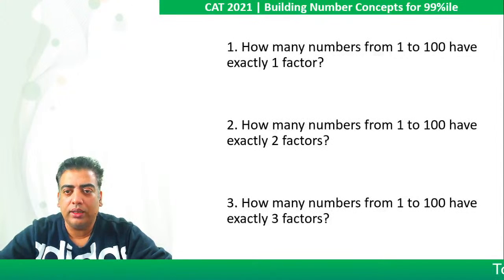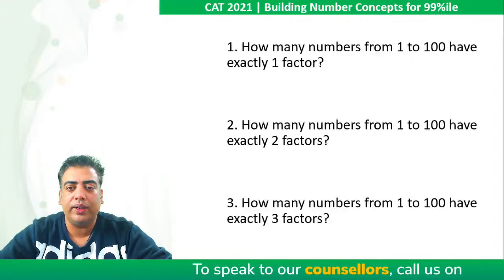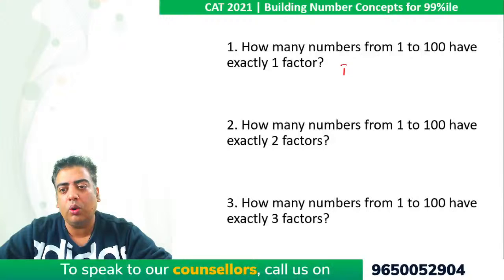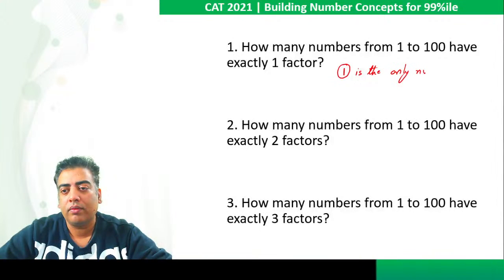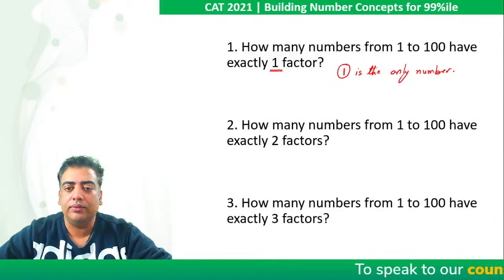Now let's have a look here. How many numbers from 1 to 100 have exactly one factor? So please always keep in mind, 1 is the only number which has exactly one factor.